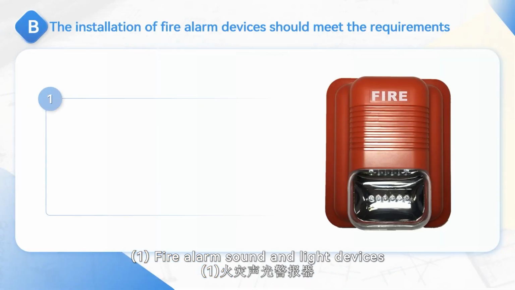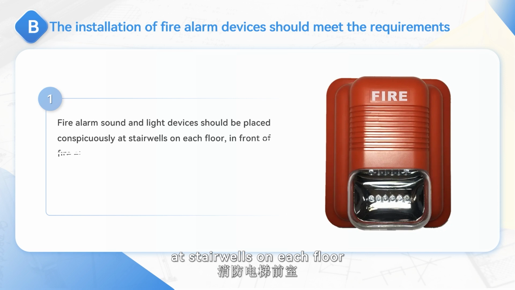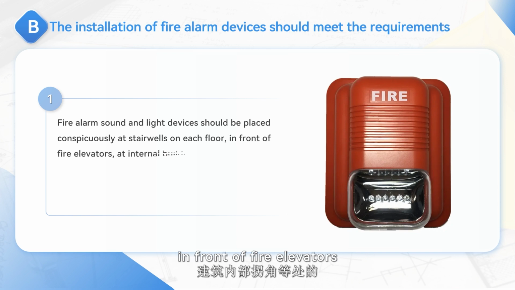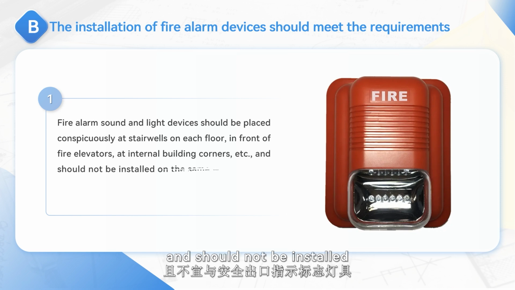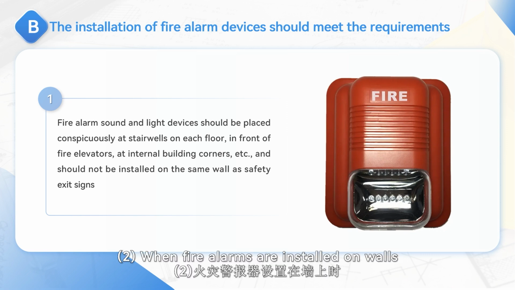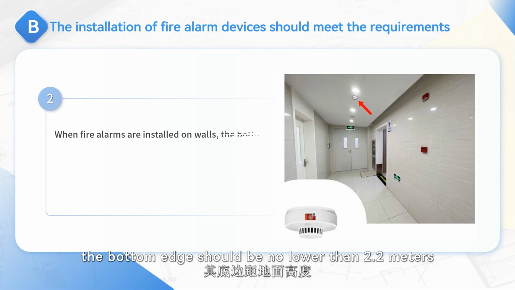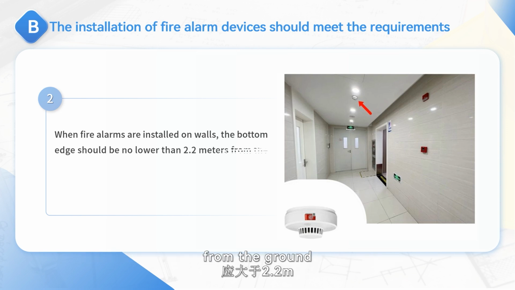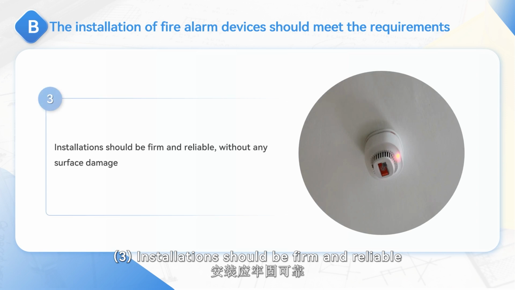1. Fire alarm sound and light devices should be placed conspicuously at stairwells on each floor, in front of fire elevators, at internal building corners, etc., and should not be installed on the same wall as safety exit signs. 2. When fire alarms are installed on walls, the bottom edge should be no lower than 2.2 meters from the ground. 3. Installations should be firm and reliable, without any surface damage.